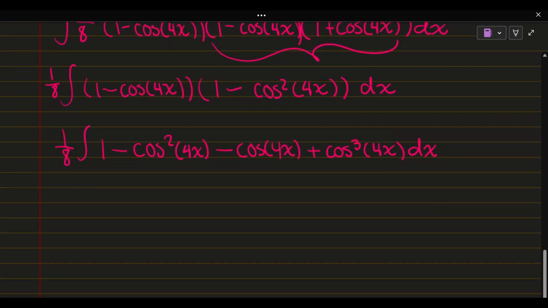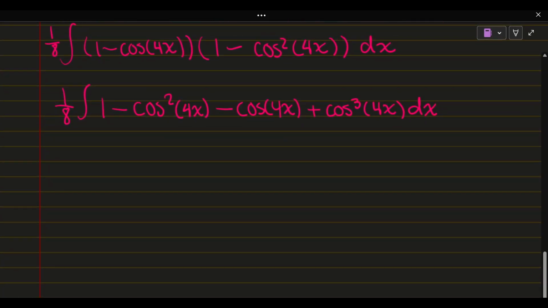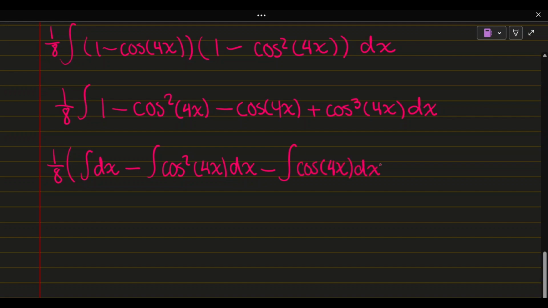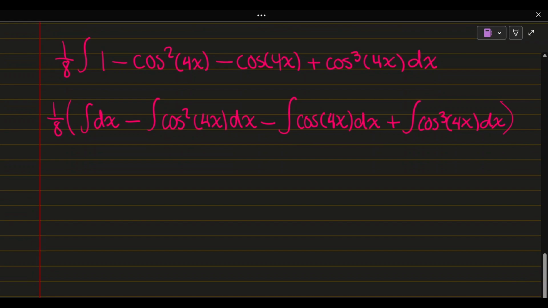dx. Okay, so now I'm going to go ahead and split these up into separate integrals. So I'll have 1/8 times the integral of dx minus the integral of cosine squared of 4x dx minus the integral of cosine of 4x dx plus the integral of cosine cubed of 4x dx. So I just split all these terms up and multiplied that 1/8 on the outside. So I know that the integral of dx is just x. I can find that pretty easily.